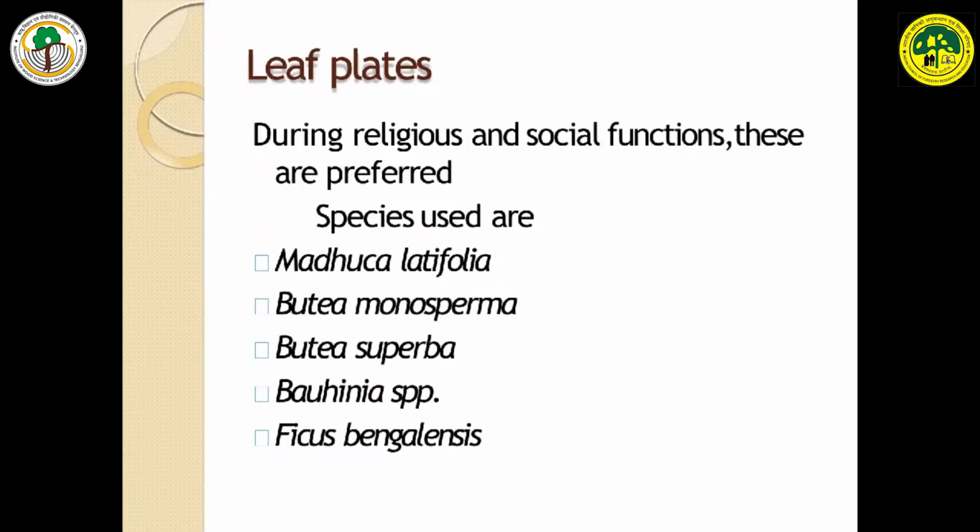Then there is plate making. In the eastern region, forest dwellers collect a lot of tree leaves, like Madhuca, Butea, Bauhinia, and Ficus leaves, to make plates, and they are locally sold. This gives a lot of revenue to local tribal people at their family level. They collect these leaves and make plates or paper plates and cups, which are locally sold and used.